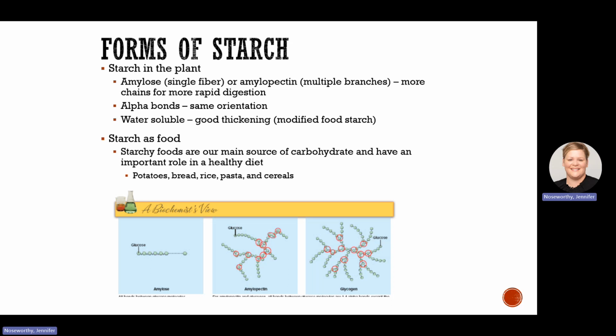And glycogen there is actually the starch that is stored by humans. So if you were to eat glucose, it can be stored as this glycogen molecule with this very similar structure. Typically, you see that in the muscle or the liver.